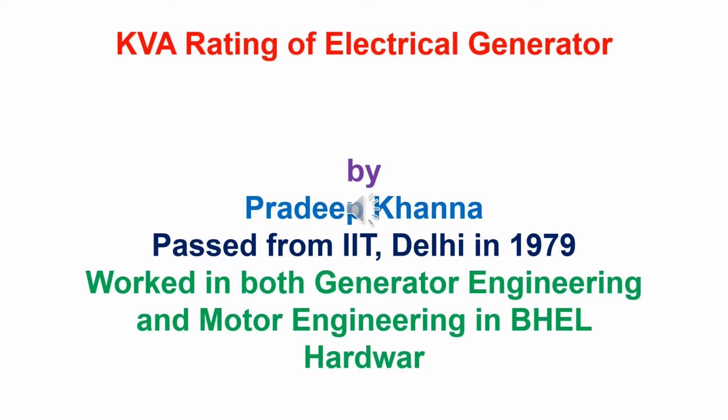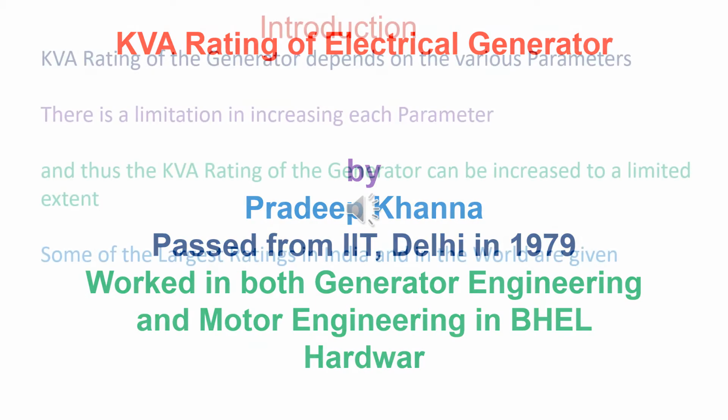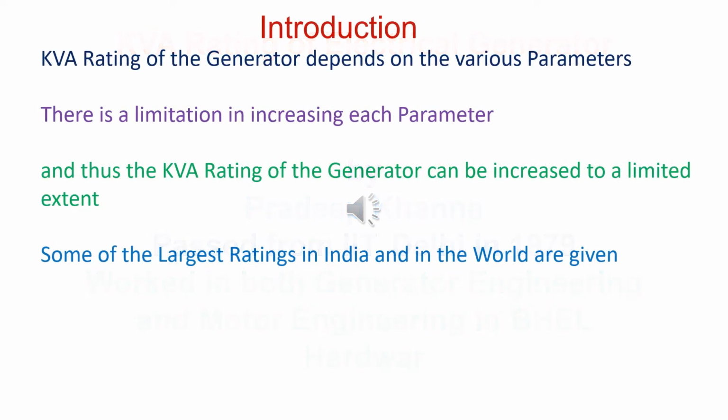In this video, KVA rating of an electrical generator is derived. As will be seen, KVA rating can be increased to a limited extent. Aim is to obtain maximum rating from the generator. KVA rating depends on various parameters. There is a limitation in increasing each parameter.